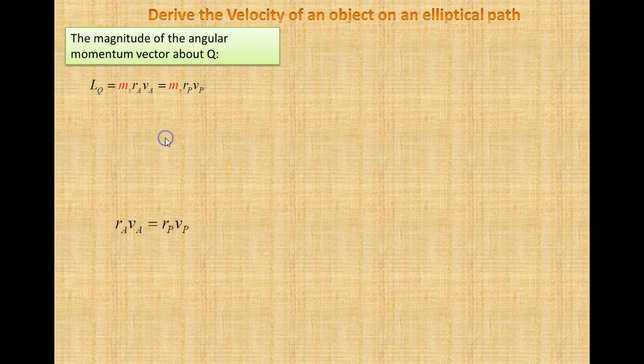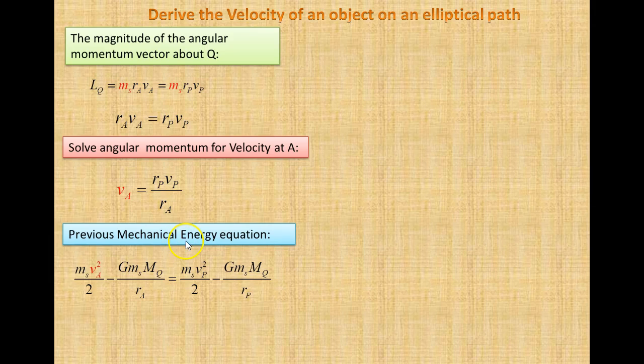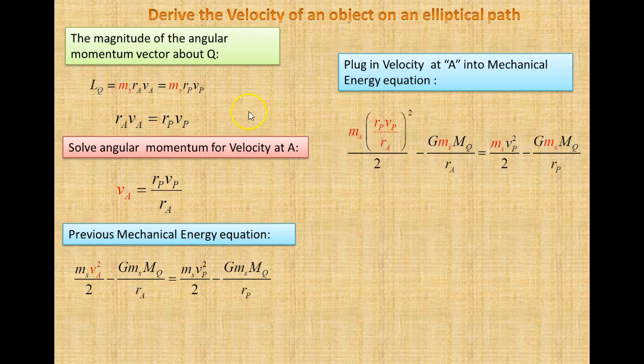We can cancel out the mass of the satellite, and we solve angular momentum for velocity at A: velocity of A is equal to RP times VP divided by RA. Now, if you remember previous slides, we had the mechanical energy equation between A and P, with velocity A and velocity P, and RA and RP. But in this mechanical energy equation, we also have velocity of A, but it's squared. So we can plug velocity of A into this energy equation.